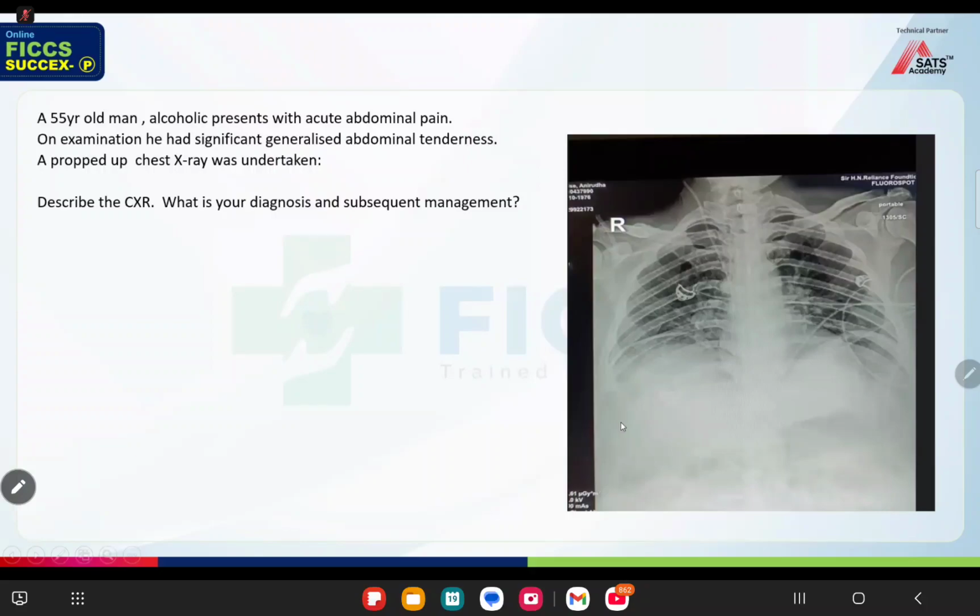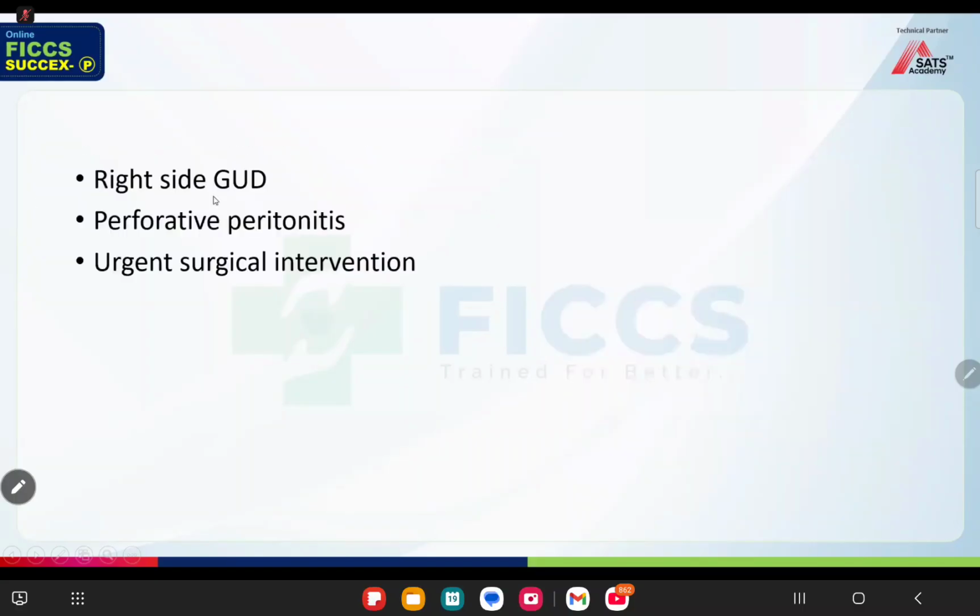So this one, don't miss this finding. This is the diaphragm, and you can see gas under the diaphragm. This can be as thin as this. So don't miss this kind of finding in a chest X-ray, because this is your MBBS days' X-ray. So obviously this is right side gas under diaphragm, perforative peritonitis, and treatment wise, resuscitation, antibiotics, and urgent surgical intervention.